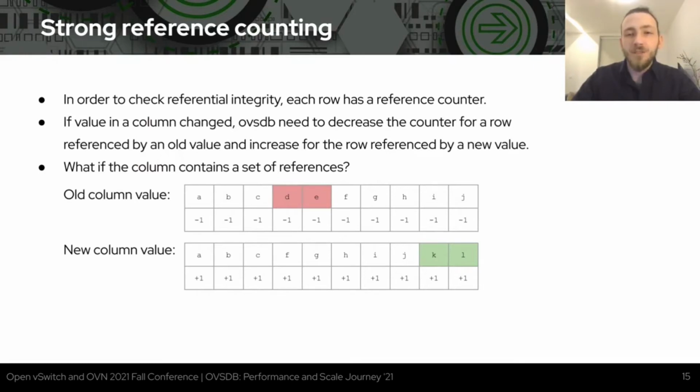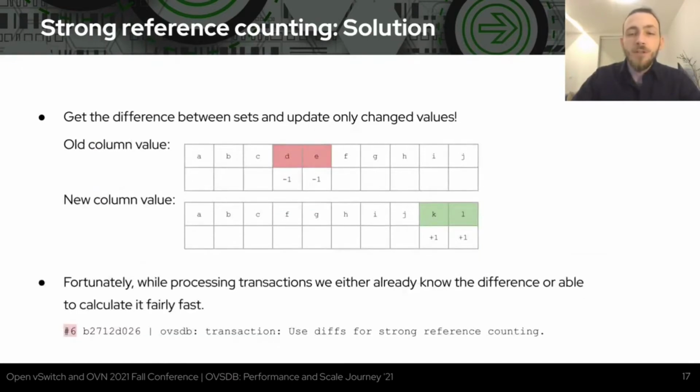This is not efficient if we have a lot of values in this set and only a few of them actually changed. The solution here is to get the difference between sets and update only the changed references. Fortunately, while processing transactions, we either already know the difference or we are able to calculate it fairly fast. Here goes change number 6.